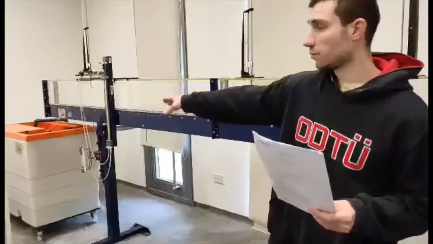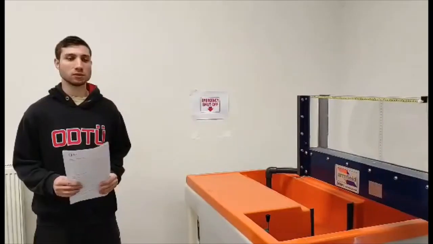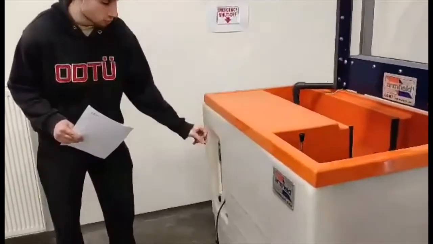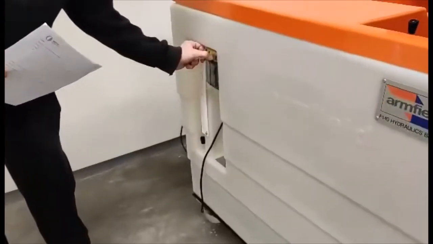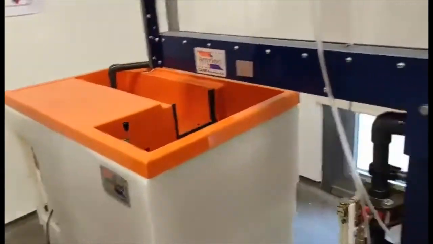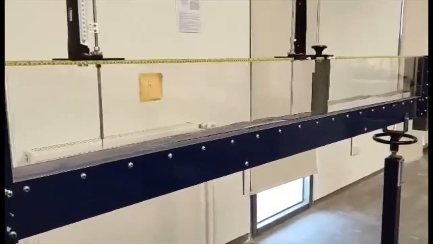This time I will again change the discharge from the valve over there, and I will read measurements for Yg, Y1 and Q values. To start the experiment, from this button I am turning on the system. As you can see from there, water has started to fill this water tank.